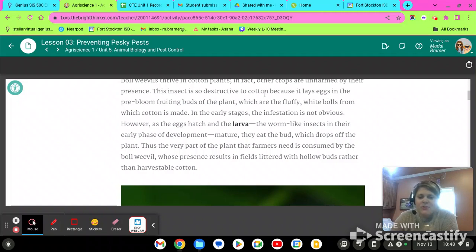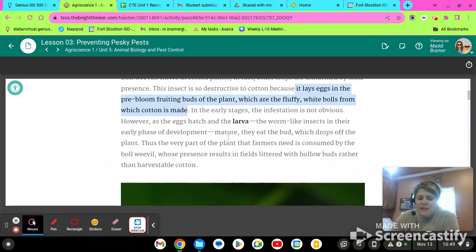So this insect is so destructive to cotton because it lays eggs in the fruiting buds before it blooms, which become the fluffy white balls that cotton is made of. It's called the boll weevil because it lives in the balls, the cotton.